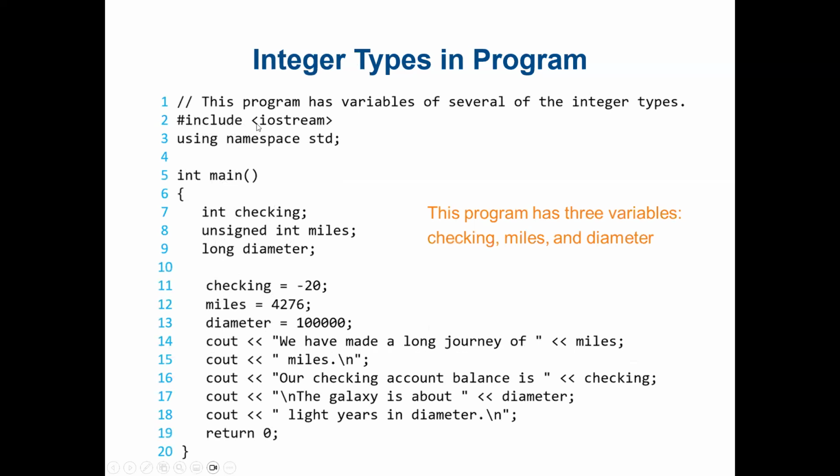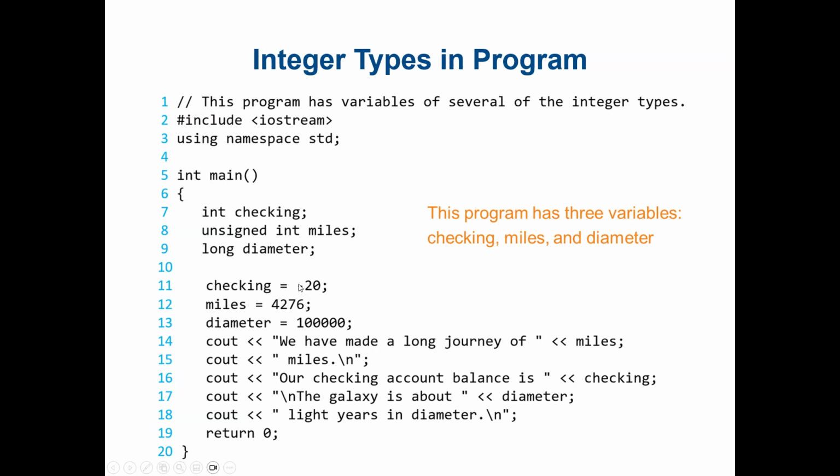Again, here we have our include iostream because we want to use the cout statement. And then the namespace is std, the standard library. Then we have our main function, main. So what we are learning here now is how to declare or define variables. So here we declare a variable named checking, data type is int. Unsigned int, and the variable name is mouse. Then we have diameter, which is long. Now we can see all three variables have different data types, so they are on different lines.